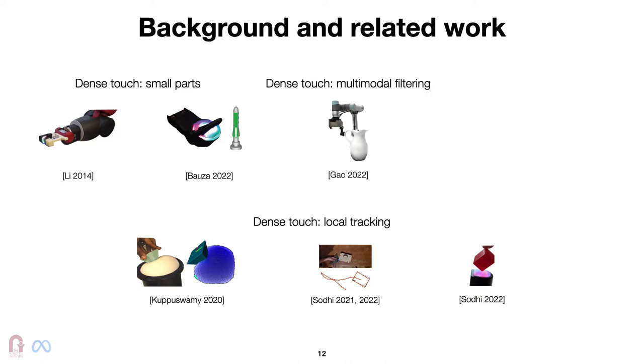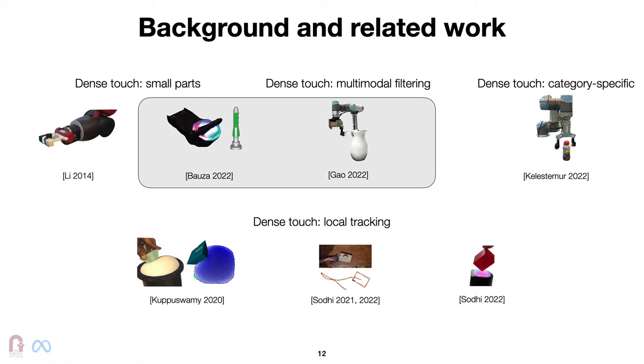Work by Gao and others demonstrated multimodal fusion of touch and audio for small sequences. And category-specific localization of objects was demonstrated with vision-based touch. Our work is close to that of Bauza and Gao, but instead reasons over long temporal streams of tactile data for larger objects, such as the YCB object dataset.